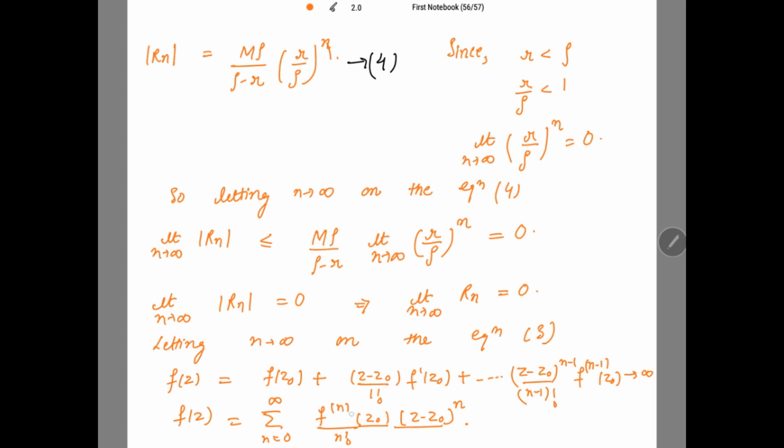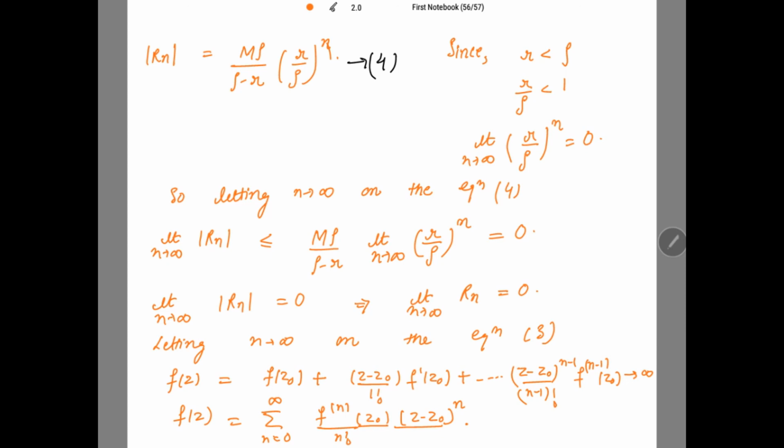See, if you put n equal to 0 over here, 0 factorial is 1 and f^0(z0) means no derivative, and you will be getting f of z0 only, and (z minus z0)^0 is 1. So the first term will become f of z0 only. When you put n equal to 1, you will get your second term, and so on. So here the proof ends.